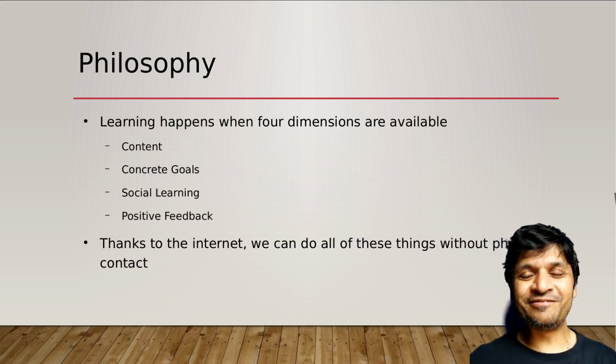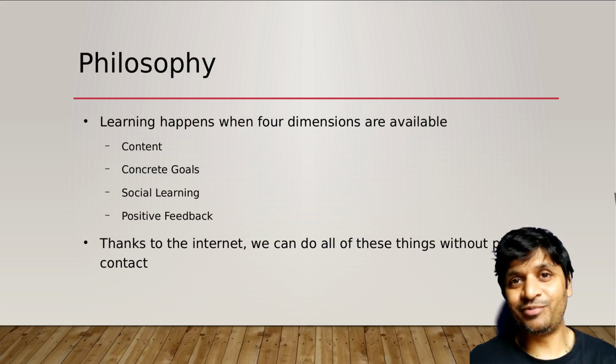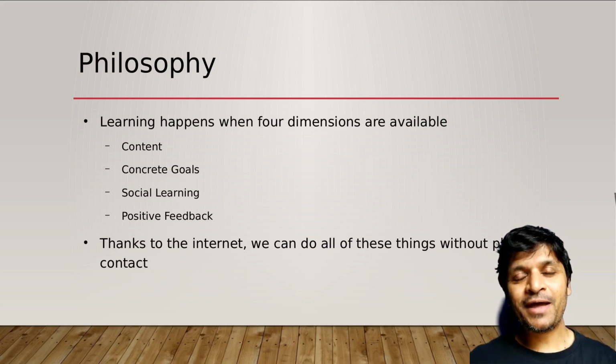Okay, so if you remember in the first lecture, I said there are 4 important things that you need in order to learn anything. And the first one was content. Okay, so if you don't have access to the information, it's pretty difficult to learn it, right? The second one was concrete goals.